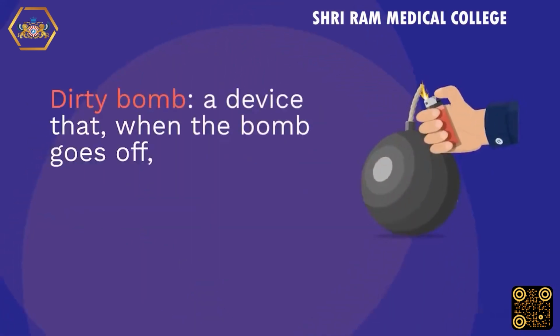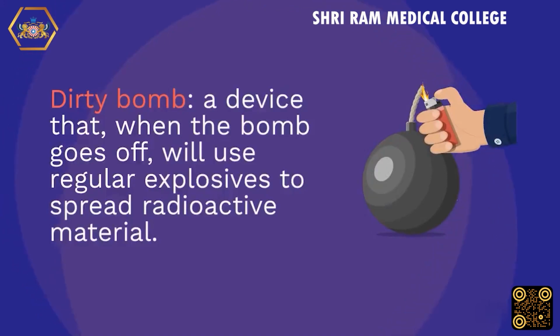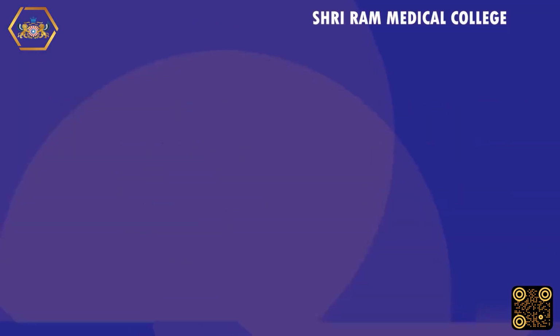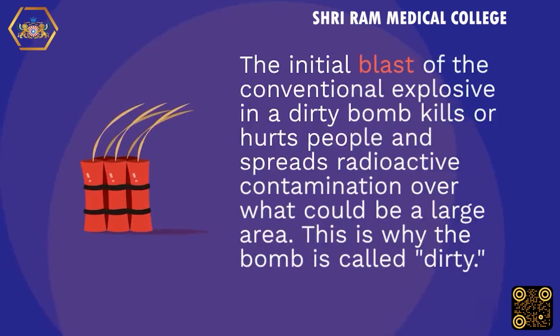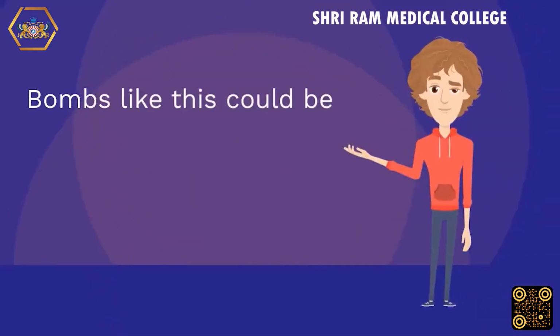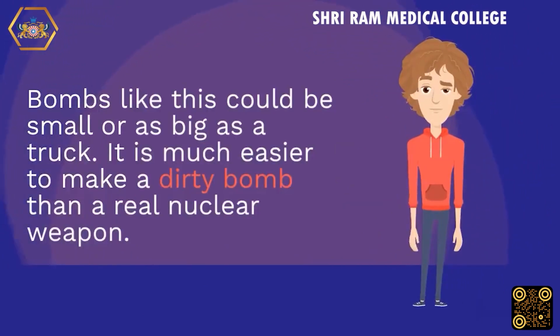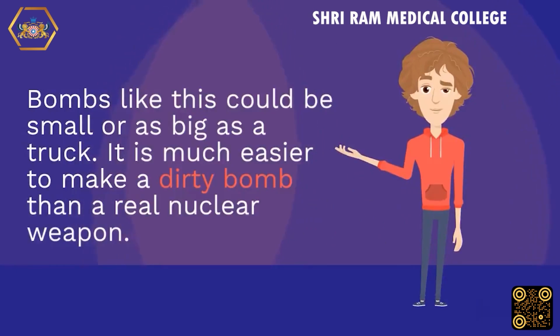Dirty bomb, a device that, when the bomb goes off, will use regular explosives to spread radioactive material. The initial blast of the conventional explosive in a dirty bomb kills or hurts people and spreads radioactive contamination over what could be a large area. This is why the bomb is called dirty. Bombs like this could be small or as big as a truck. It is much easier to make a dirty bomb than a real nuclear weapon.